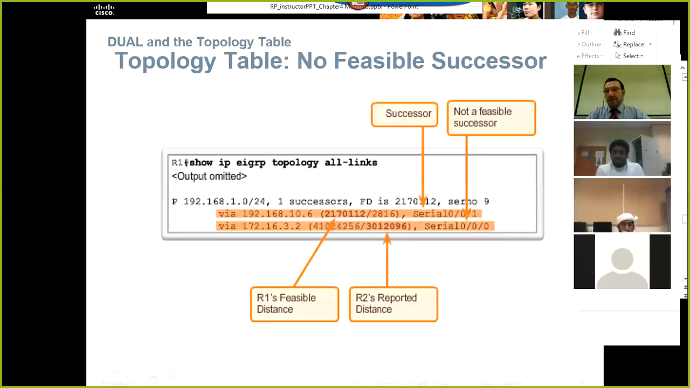The feasible distance. What is another name for the feasible distance? The metric. It's 2170112. This same number, which is the feasible distance, I find it here, and it is the same as the first number inside the brackets. And it says via my, okay, serial.